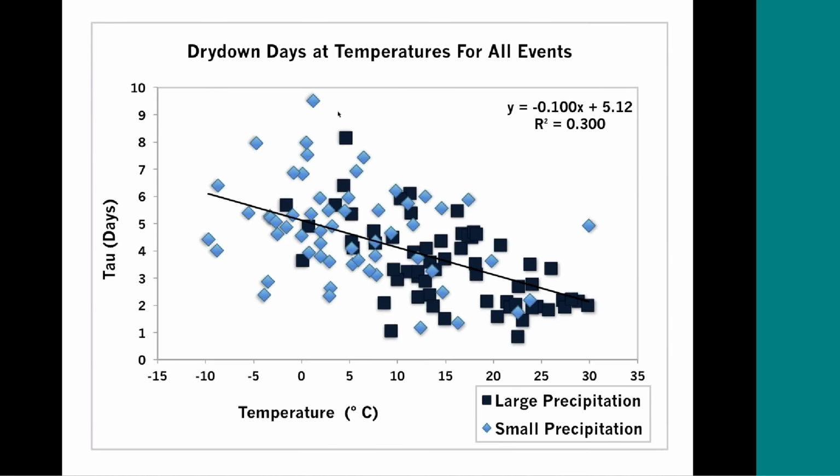So here you have the tau dry down rate in days, and on the x-axis you have temperature in Celsius degrees. Large and small precipitation was separated out, with large precipitation being more than 5 millimeters and small precipitation being anything less than 5 millimeters. As you can tell from the trend, there is a general decrease. So as temperature increases, the tau days is going to decrease as well.